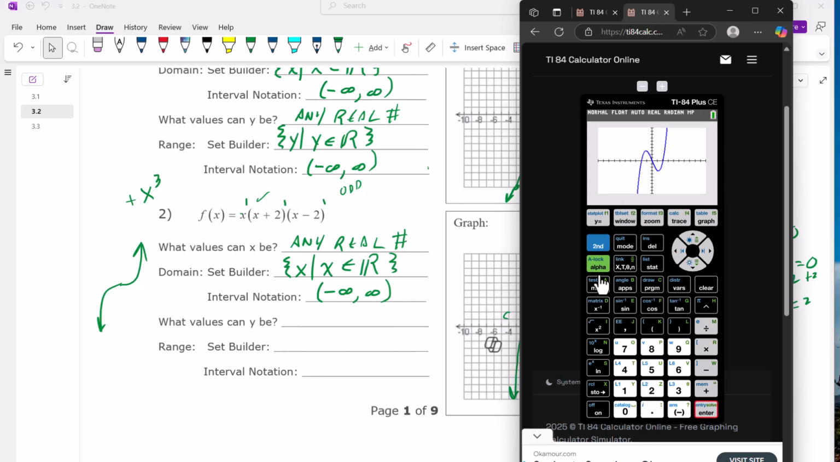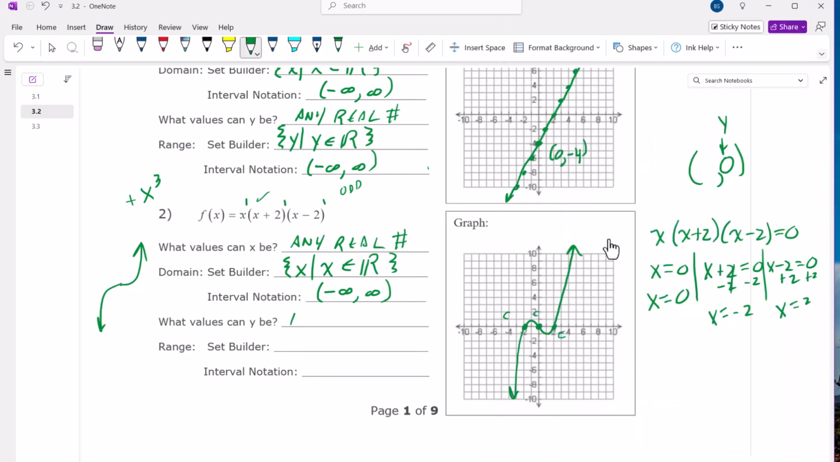So this is a little bit more accurate than what we drew on here. But the point that I'm trying to make is that this will go through all y values. It's going to go infinitely down, infinitely up. So y can also be any real number.